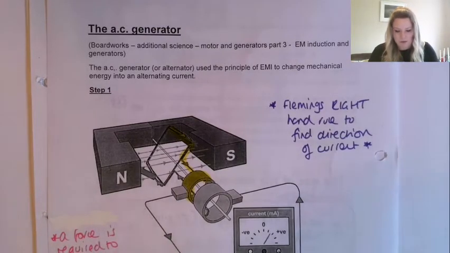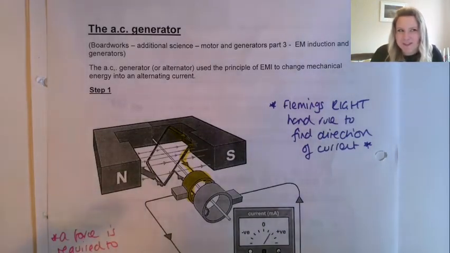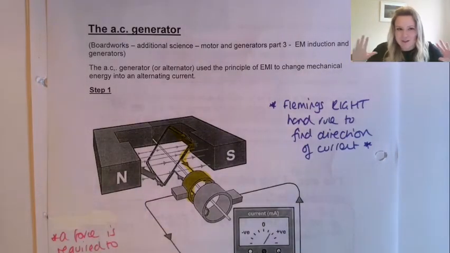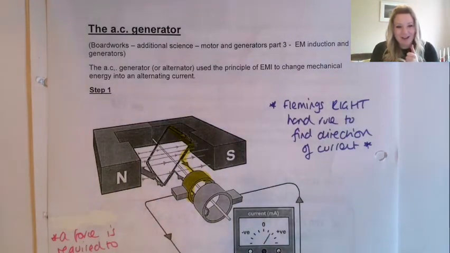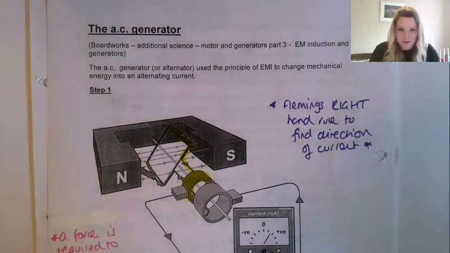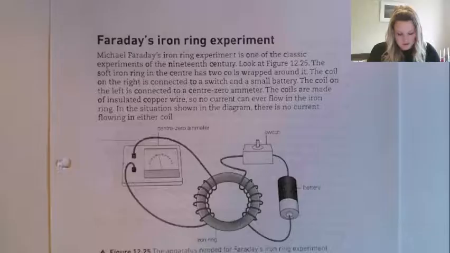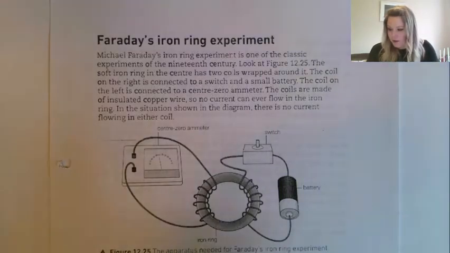Then we went on and we looked at the AC generator. That actually isn't important for us to remember for today's stuff. We just need to remember that whenever either the wire or a magnetic field is moving, then a current is induced in the wire. So now on to today's stuff.